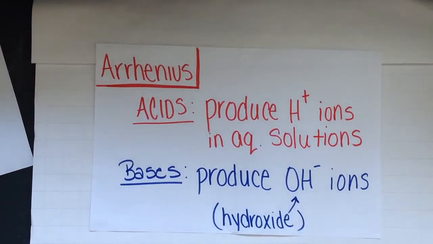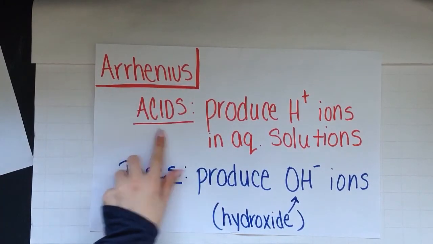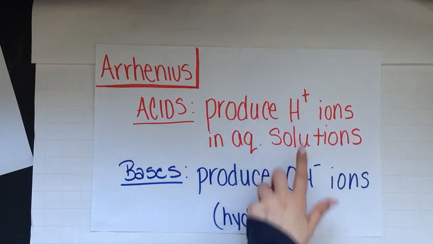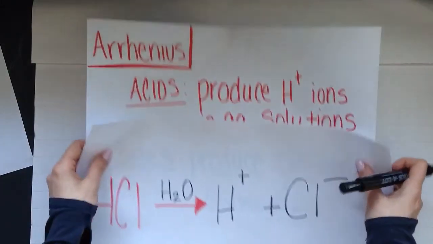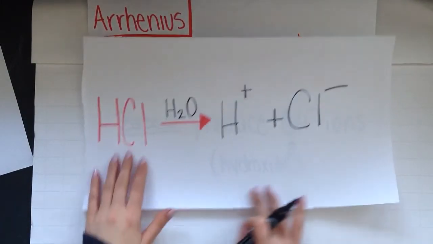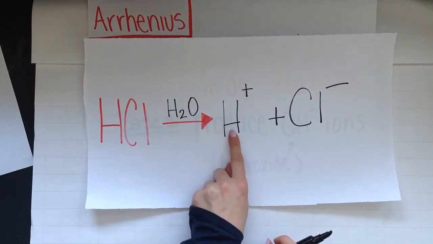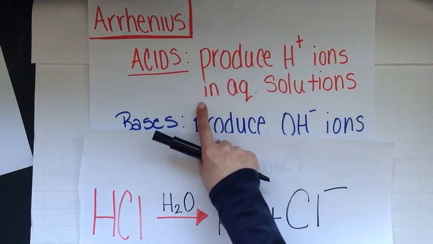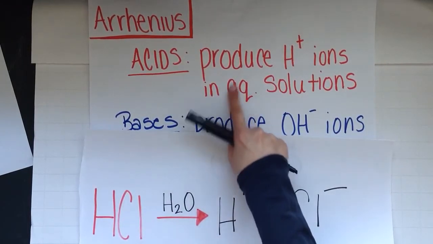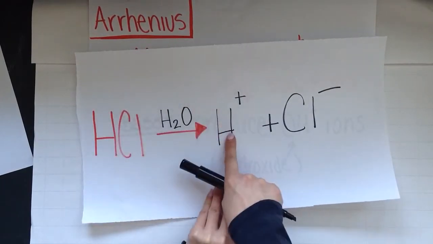Now, one of our earlier scientists that decided to define acids and bases, his name was Arrhenius. And he said acids produce H plus ions in aqueous solutions. So let's go back and see if that makes sense. So here's an acid, and I threw it into water. Remember, when things dissolve in water, they're aqueous. Do I get an H plus ion? I do, right there. So that works well. It produces an H plus ion when dissolved in water, in aqueous solutions. So this is an acid because it produces the H+.